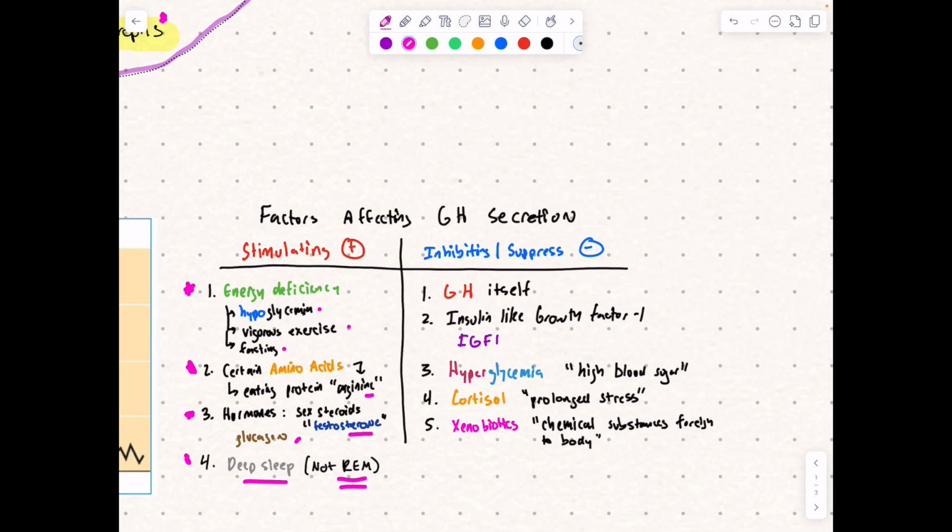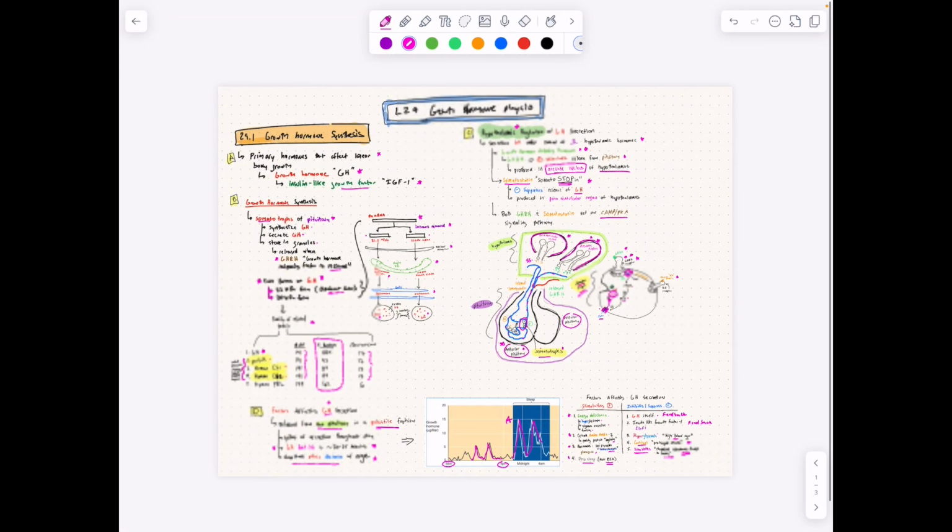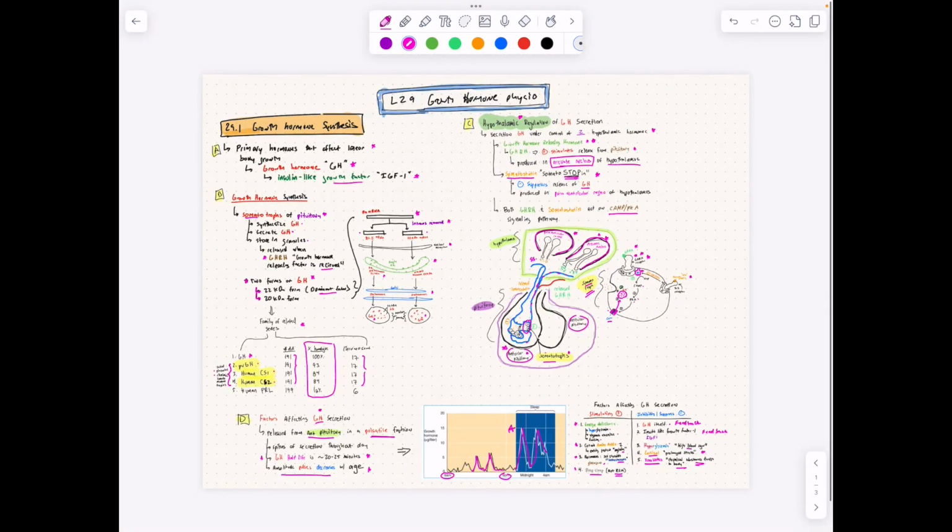All right, factors inhibiting the secretion of growth hormone is growth hormone itself, right? It's the feedback mechanism, so negative feedback. Then insulin-like growth factor, so IGF-1, which we haven't talked about yet, but that is also going to do negative feedback. And then too high of blood sugar, so hyperglycemia, and then a prolonged stress state, so continued high levels of cortisol will suppress growth hormone secretion, and then xenobiotics, which just means chemical substances that are foreign to the body.